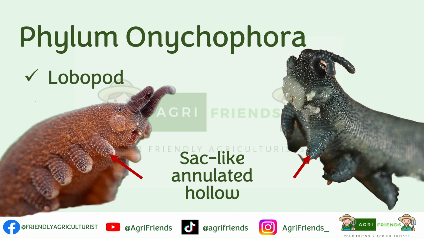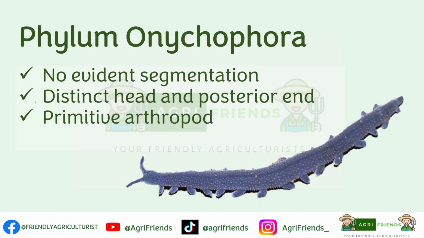As you can see here in the figure, the segmentation in velvet worms is not evident. However, the presence of these lobopods makes them look like they are segmented. So as shown in the image, the segmentation in velvet worms is not evident, but their body is finely annulated, which makes it look like they are segmented, or pseudo segments. So they have a distinct head and posterior end, and they are considered as the primitive arthropod.